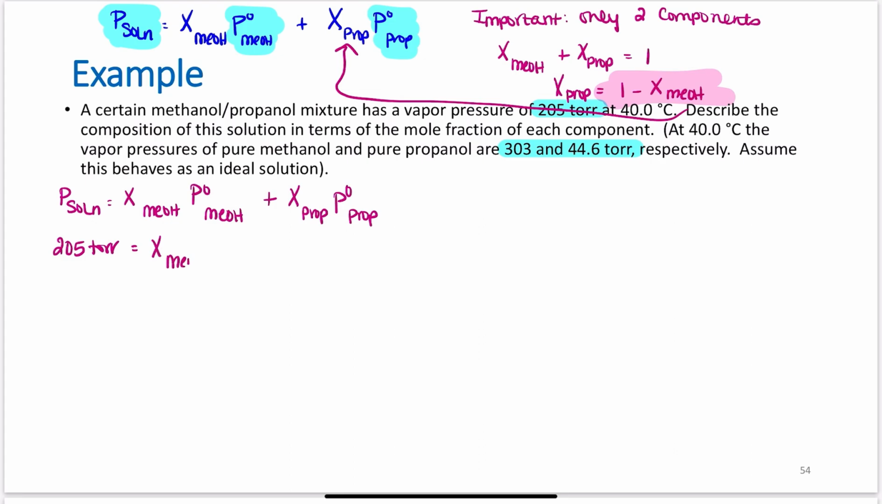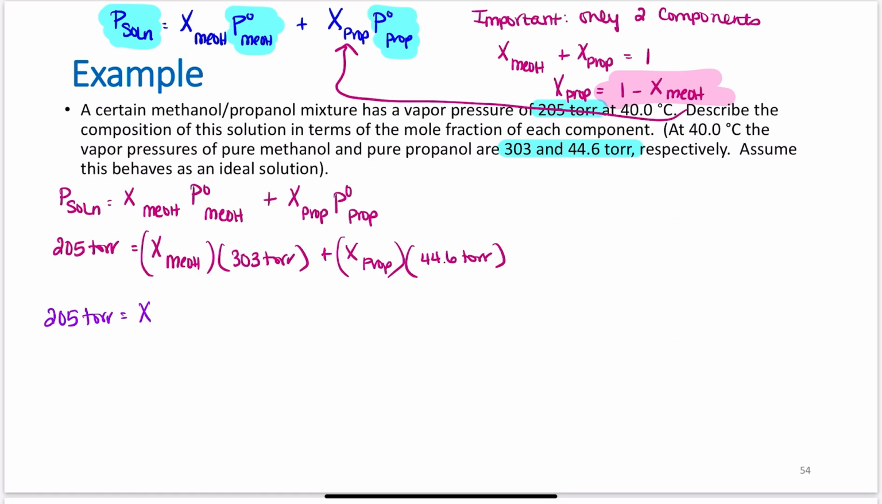This is equal to the mole fraction of methanol times the vapor pressure of methanol, which is 303 torr at 40 degrees C, plus the mole fraction of propanol times the vapor pressure of propanol, which is 44.6 torr at 44 degrees C. Now I'm going to go ahead and substitute that in. So I'm going to have 205 torr equal to the mole fraction of methanol times 303 torr plus 1 minus the mole fraction of methanol times 44.6 torr.